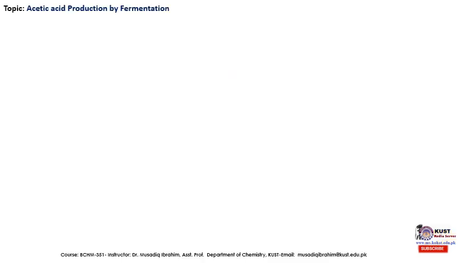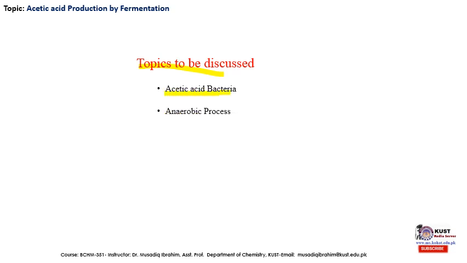Now the topics to be discussed include acetic acid bacteria, the anaerobic process by which acetic acid is produced, the industrial production of acetic acid, and different biological methods which are used for the production of acetic acid at industrial level, and uses of acetic acid.